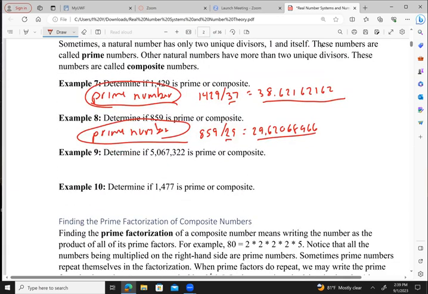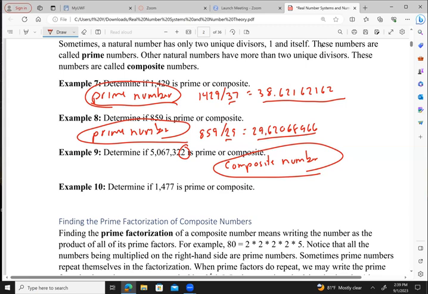Okay. Well, how about 5,067,322? It ends in 2. So this one is a composite. It doesn't say to break it down, so that's all we'll do. A composite number is divisible by 2. So 2 times something will give me that number. It's composite.